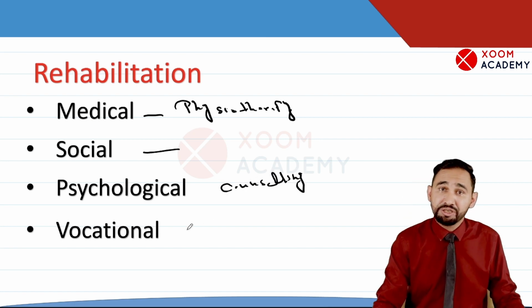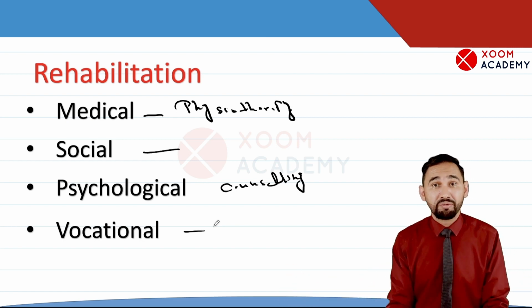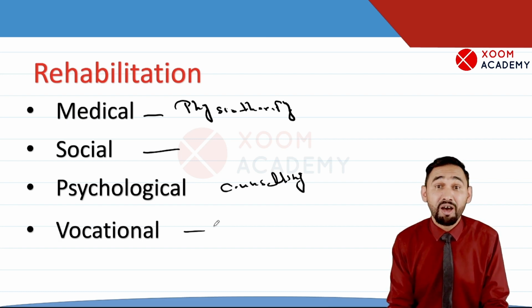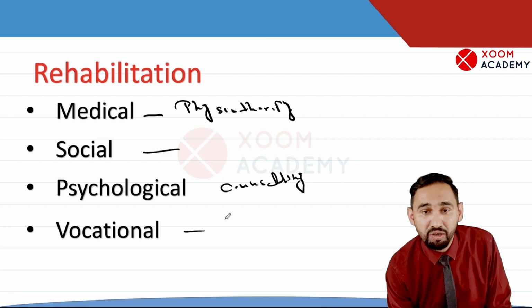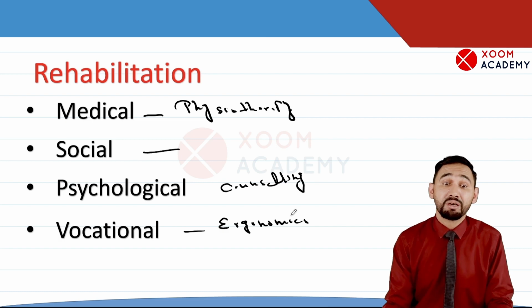Then vocational rehabilitation, like a person was gunman or guard before limb loss. We have done below knee amputation. He has become disabled. He can't do this job again. So we have to change his job and we have to apply principle of ergonomics. What is ergonomics? Fitting the job to the worker. Now he may do some other work.